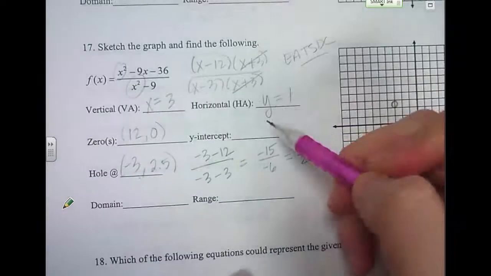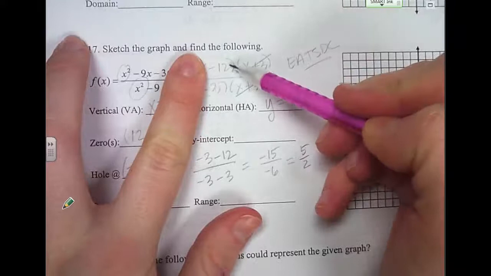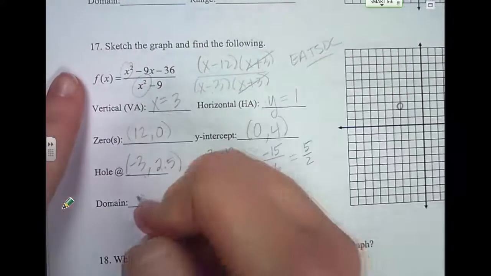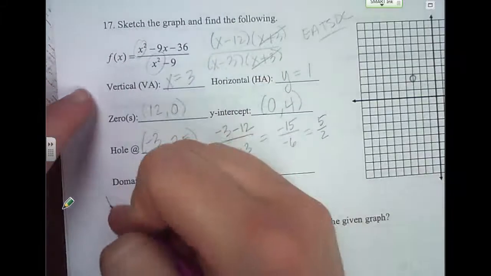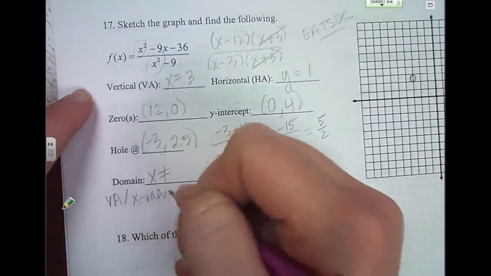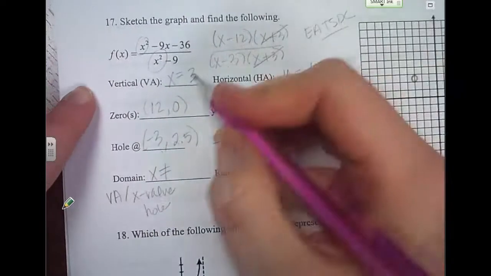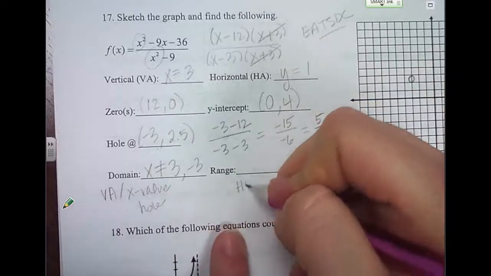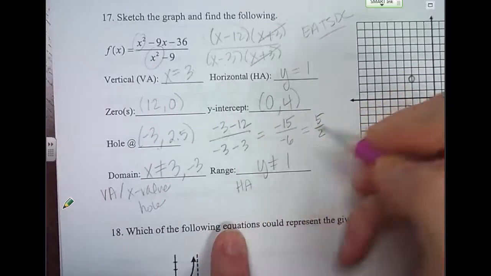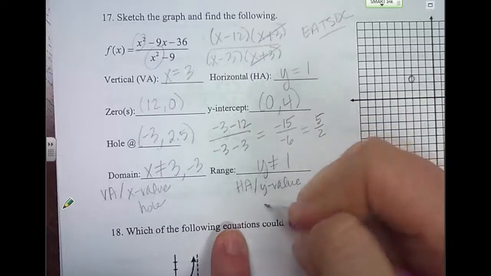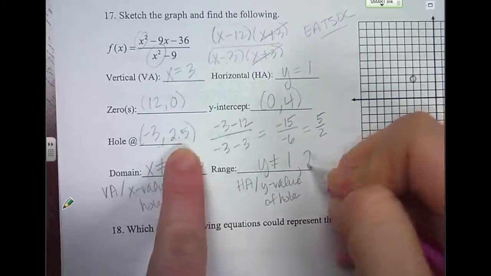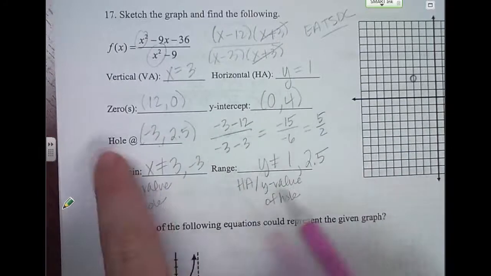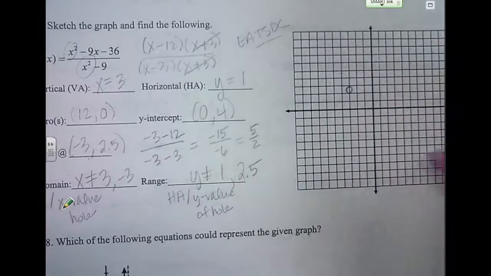So how do you find that without a calculator is you cover the x's and divide. Negative 12 divided by negative 3 is positive 4. Okay, the domain comes from the VA and the x value of the hole. So x cannot equal positive 3 and negative 3. The range comes from the HA, so y cannot equal 1, and the y value of the hole, which would be 2.5. Okay, remember, you can always graph this in your calculator to get a lot of this information. It's a multiple choice test, so you're not ever going to have to actually draw the graph here.